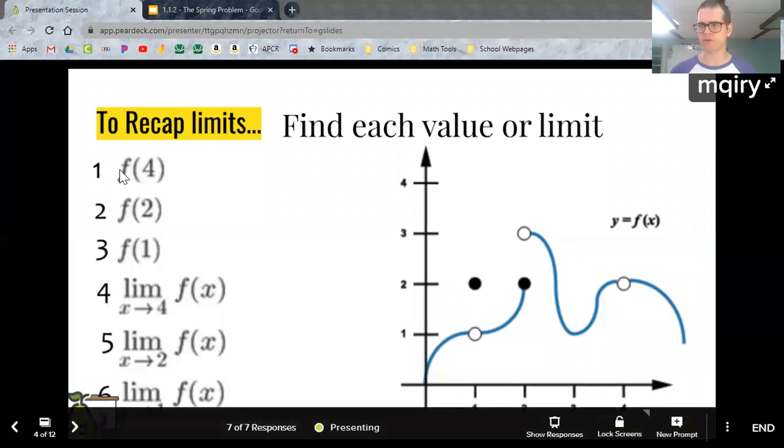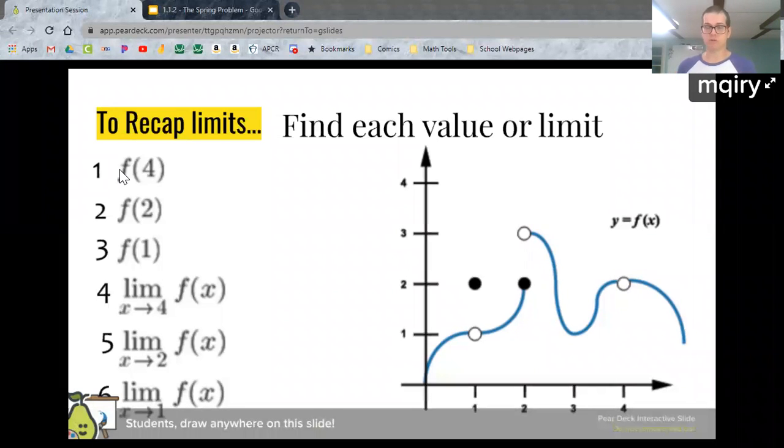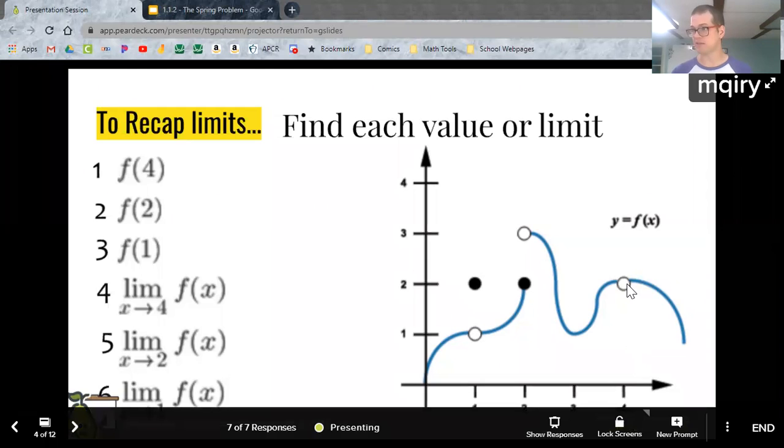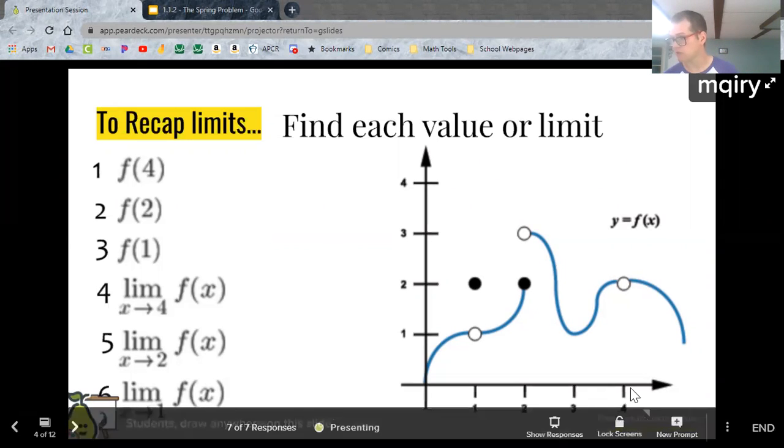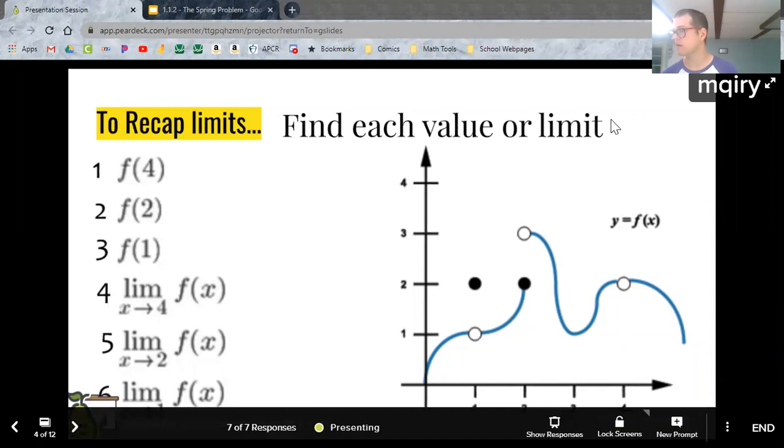So these ones, we're literally just going to plug in the number and see what it is. That's what function notation tells us. It says the function f at x equals 4, or the function f when the input is 4. What is that value? So f of 4 does not exist. It just doesn't. When we draw that line straight up, nothing, it never hits the function because there happens to be a hole right there.